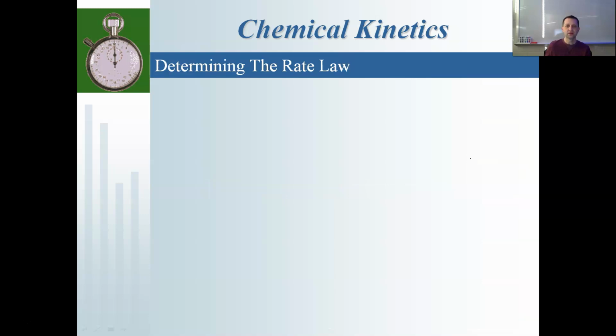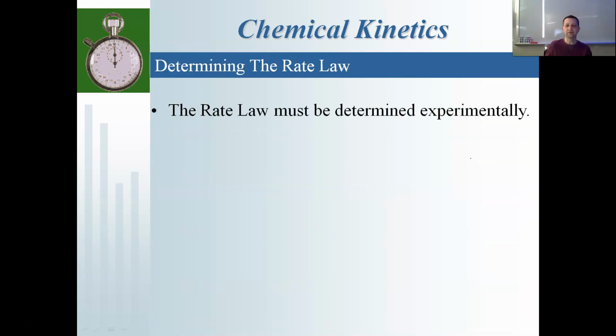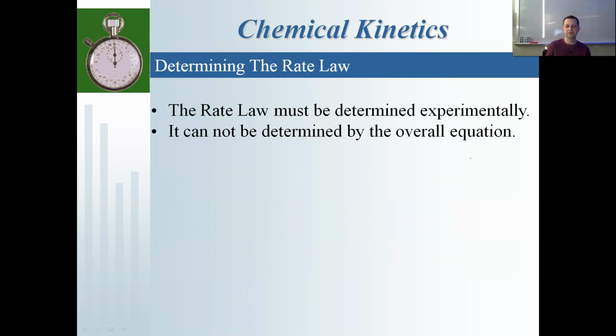Okay? So how do you determine the rate law? The rate law has to be determined experimentally. So we had a lesson on this already where you're given some data and you have to determine the rate law from the data that's given to you. You can't determine the rate law just by looking at the chemical equation. You could predict what the rate law might be, but you can't come to a definitive correct rate law unless you do something experimentally. And we're going to do that in this class.